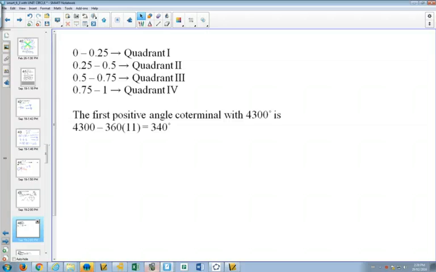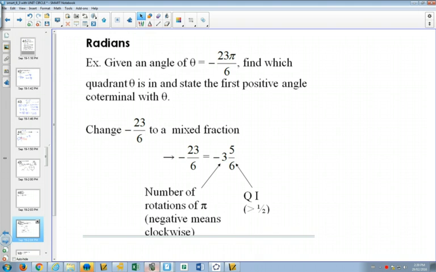So generally speaking, we've talked about if it's between 0 and 0.25, it's quadrant 1. If the decimal is between 0.25 and 0.5, it's quadrant 2, and so on and so forth. And there we have the fact that there were 11 full rotations. We subtracted 360 11 times from 4,300 and got 340 degrees. So that's looking at degrees.